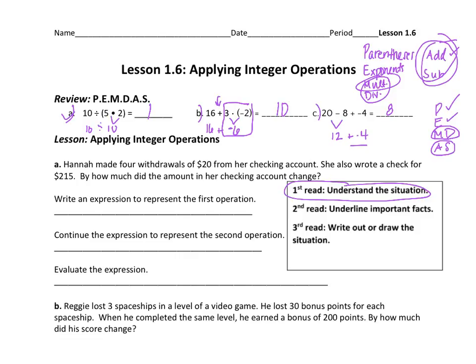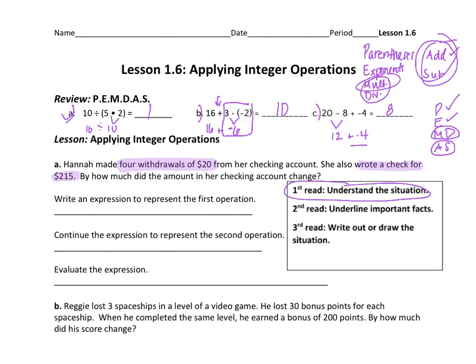Okay. Second read, underline the important facts. So let me highlight. I think I have a highlighter. So Hannah made 4 withdrawals of $20. Very important that you not only highlight 4, but also withdrawals and 20 from her checking account. She also wrote a check for $215. By how much did the amount in her checking account change? Okay.